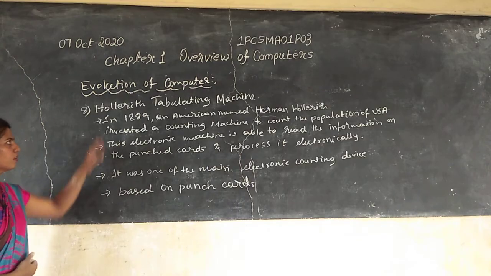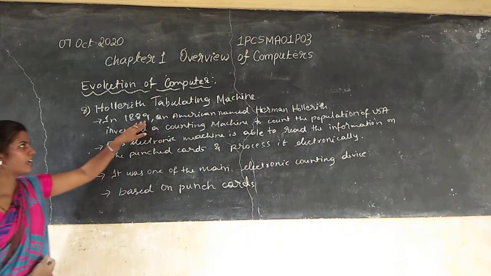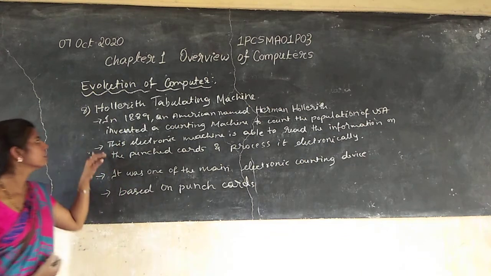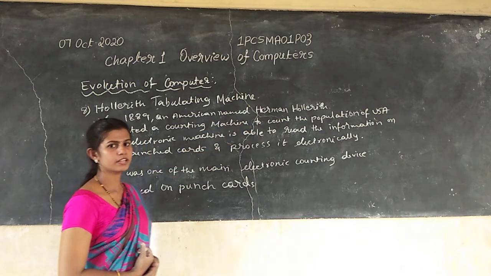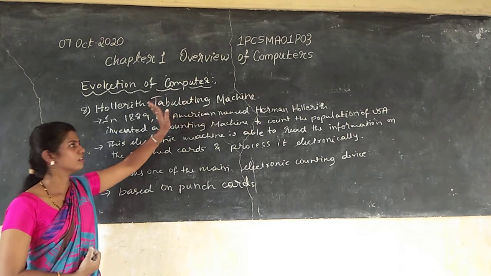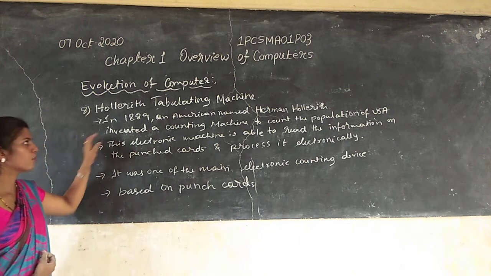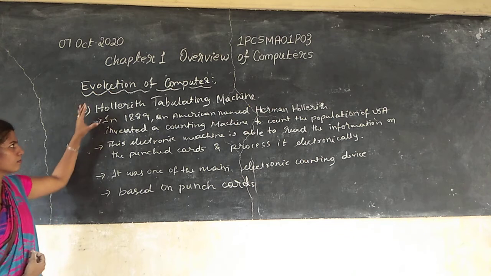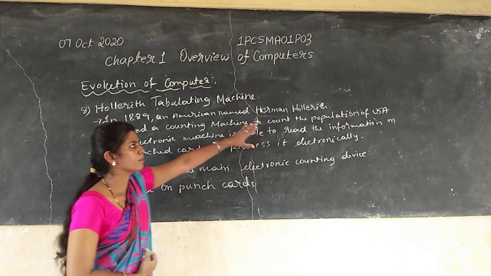The last we have is the Hollerith tabulating machine. In 1889, an American named Herman Hollerith invented a counting machine to count the population of the USA, which is called the Hollerith tabulating machine. He invented this machine for the purpose of counting the population of the USA.